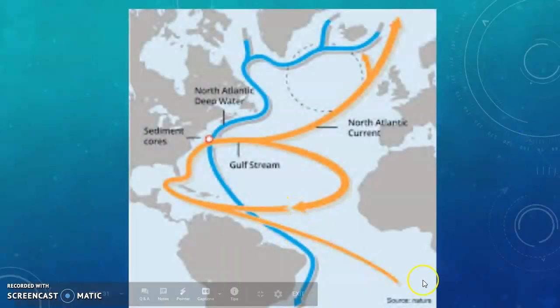Okay, so again, this is just showing here it comes from the equator up through the Gulf of Mexico. So Mexico is just here and off across the Atlantic as the North Atlantic Drift, keeping us nice and warm.